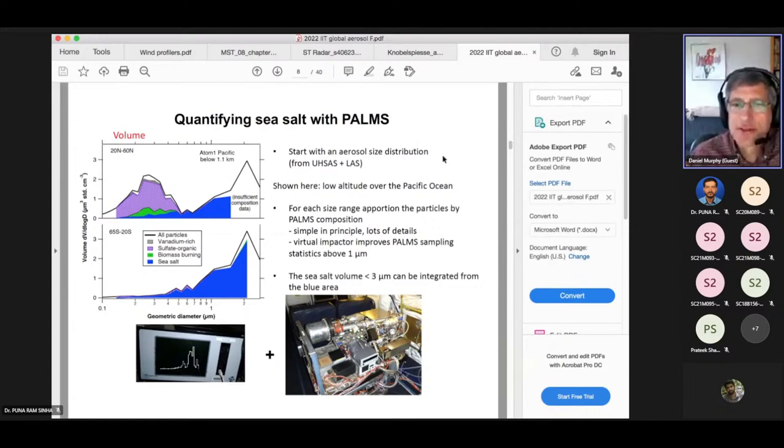When you've done this, you can get the volume of just the sea salt particles by integrating the area under the curve. So if you take the blue area under the curve, that's the volume of the sea salt particles. So at this point, we have a quantitative measure of sea salt. Go ahead.